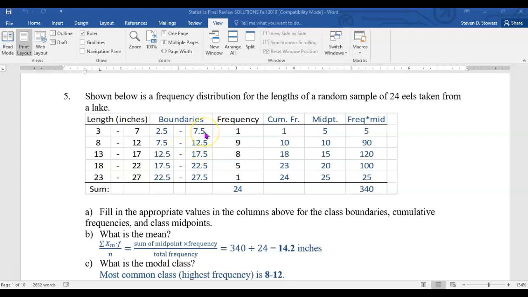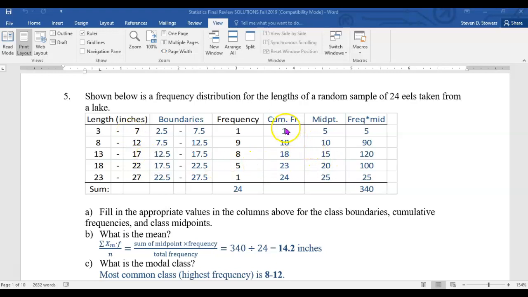And notice that the upper boundary of one class is the same number as the lower boundary of the next class, and that the limits and the boundaries all go up by the same number each time, which for this frequency distribution would be 5. That's the width of each class.